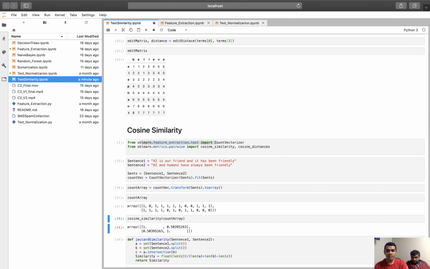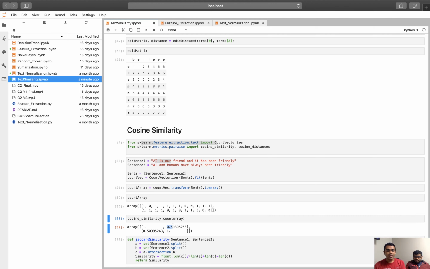Let me run. So as you can see, it's a one-on-one mapping. AI has appeared only once in the whole sentence. So this is the array for my first sentence. This is the array for my second sentence. And when I run the cosine similarity of this array, I get 0.5. That means it is kind of closer to the original sentence, but not far apart. I don't know what angle of cos leads to 0.5, but the value suggests that it is near.